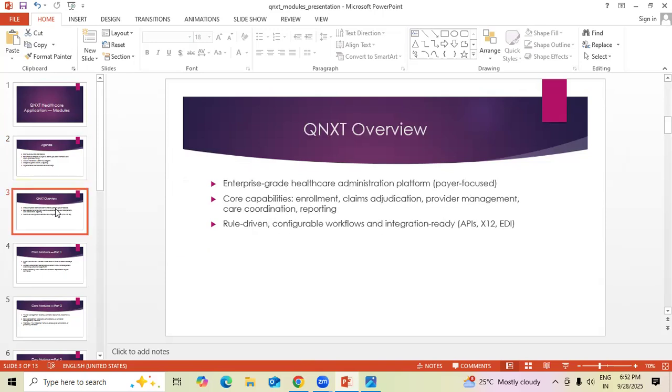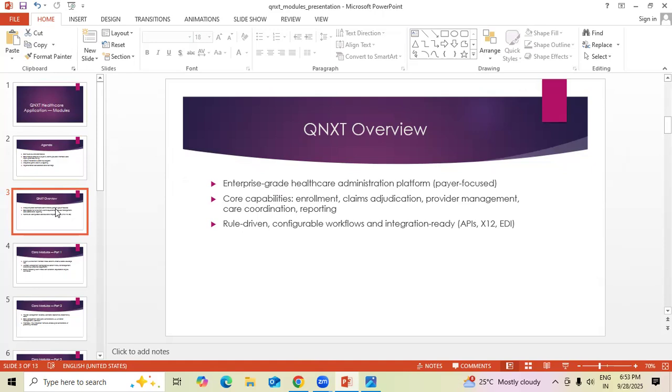Now, QNXT is one of the core healthcare enterprise-grade administrative platforms, especially used by the payers. We know there are two different parties in the healthcare environment. One is providers, second is payers. Providers are nothing but healthcare providers. It can be hospitals, clinics, physicians, all that. Payer is nothing but an insurance company, whoever has provided health insurance to the customers.